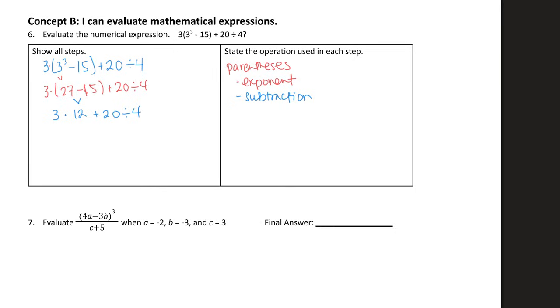Okay. So now the operations we have left are multiplication, addition, and division. So we're going to do multiplication and division in the same step, and we're going to go from left to right. So now we're going to do multiplication, division.